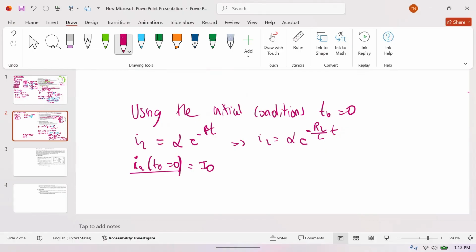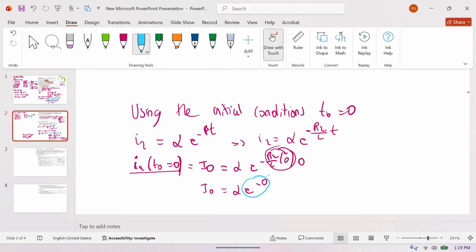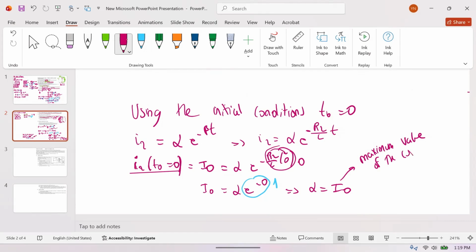So instead of I2, I will put I0 because at the beginning of the experiment, I2 was the biggest value possible. And I will replace the time that I have in my expression with 0. But R2 times 0, the whole thing here will be 0. So I0 equals alpha E to the minus 0. And we all know that the exponential of 0 is 1. So simply alpha is I0. And what does I0 mean? Maximum value of the current at the beginning of the experiment.